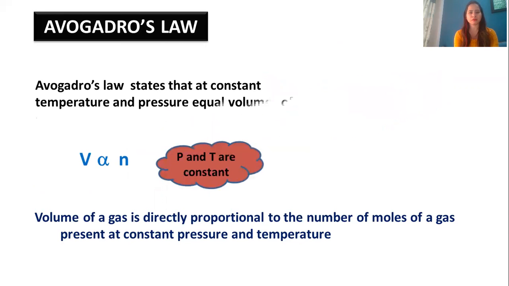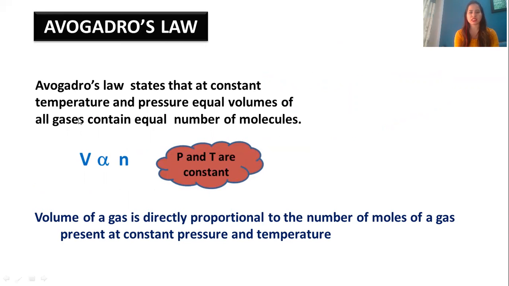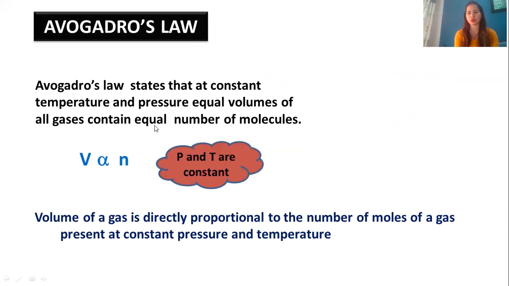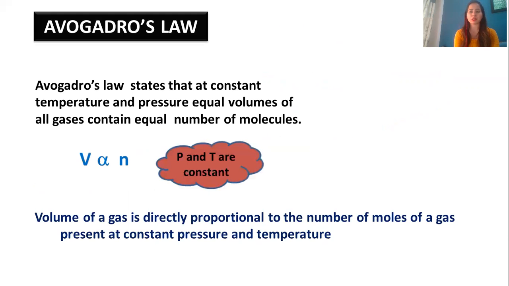Moving ahead, you can see one more. It states that at constant temperature and pressure, equal volumes of gases contain equal number of molecules. You can learn any of the two above. As you can see, V is directly proportional to N. N is your number of molecules. V is volume, P is pressure and T is temperature.